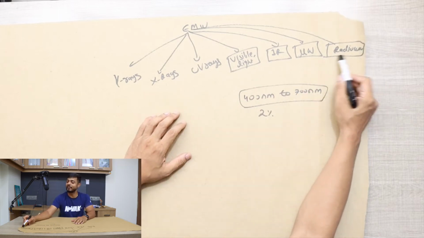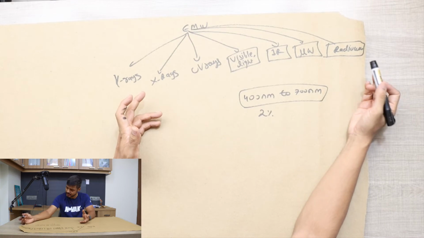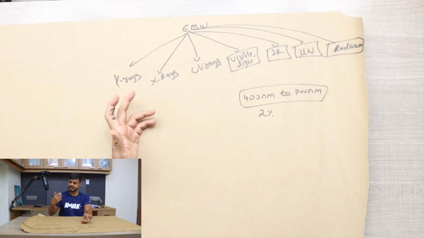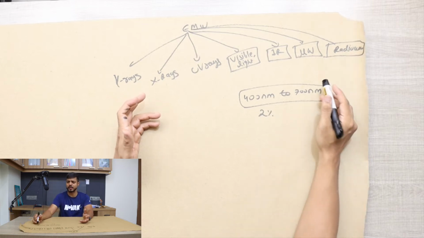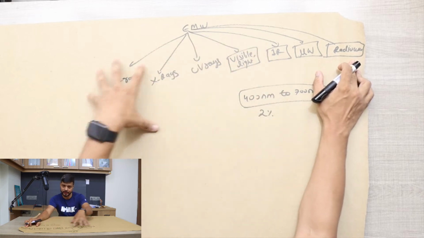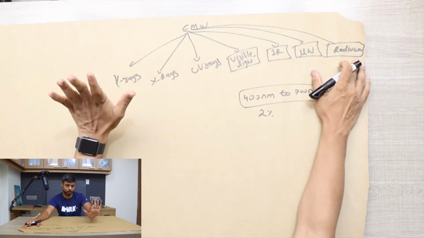And then we have radio waves, which find application in communication. You must have heard about different radio channels. We use them for listening to songs, or, of course, for information transmission. So these are the electromagnetic spectrum. This is the main electromagnetic spectrum.